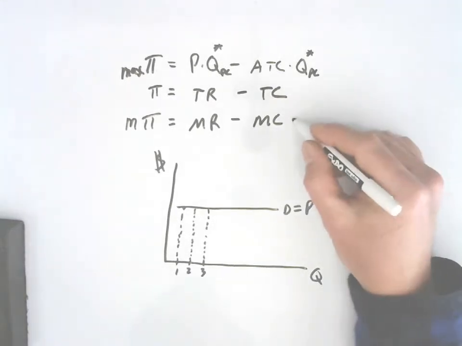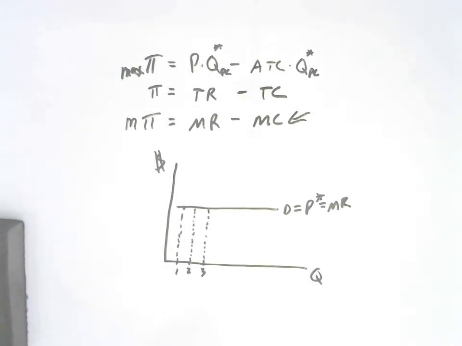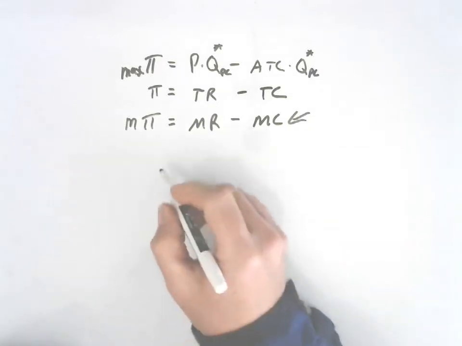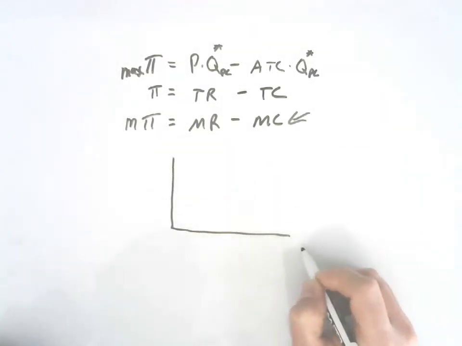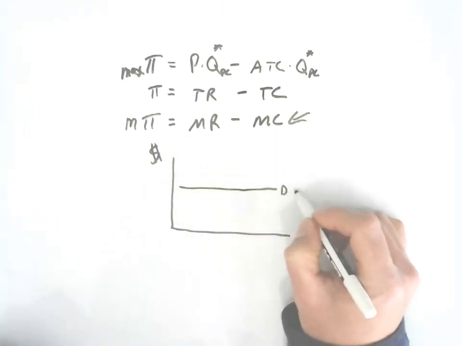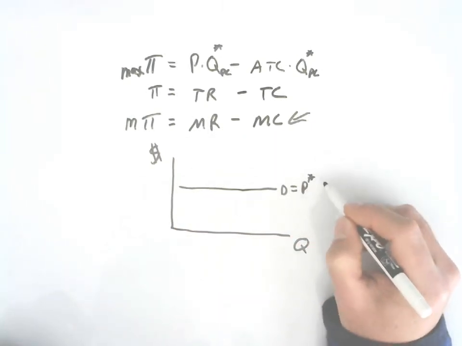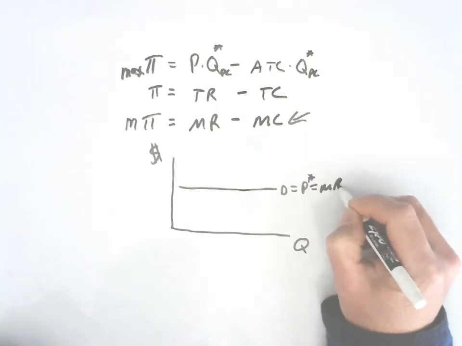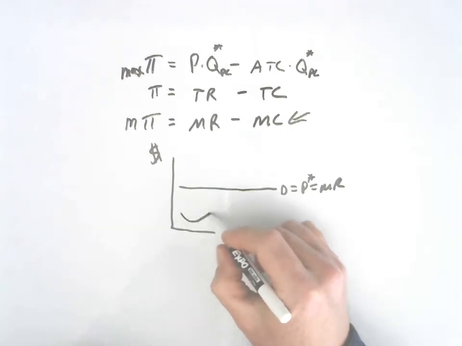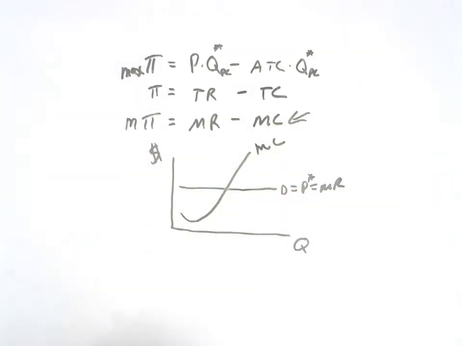So we're getting closer to mapping out that function. Now, let's just redraw this. Farmer Bob faces a demand curve that's equal to the price of the good, and that's equal to the marginal revenue of the good. Let's put a marginal cost curve into this model. Now we've completed our profit maximization choice of Q.